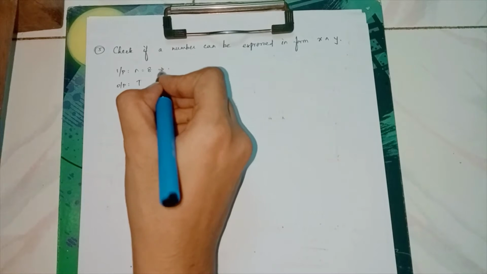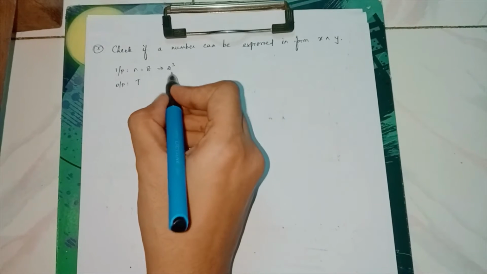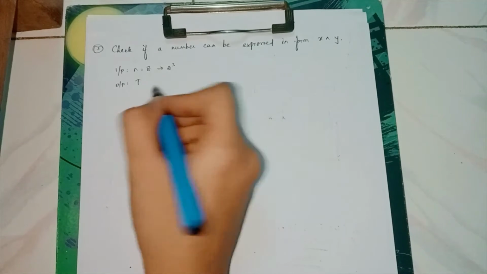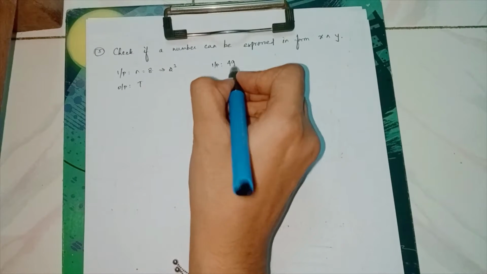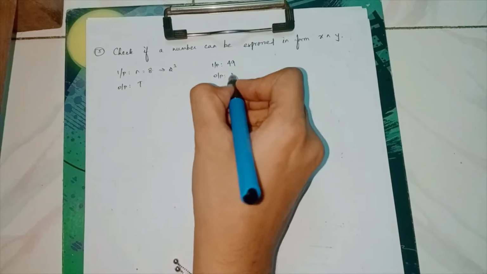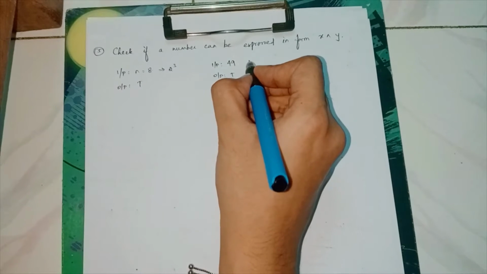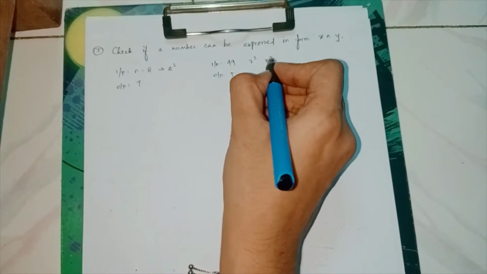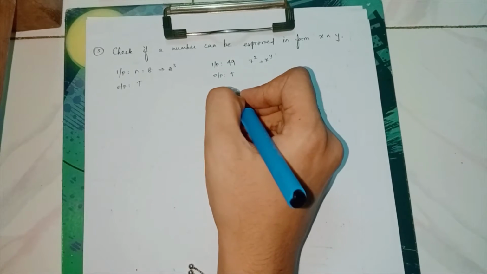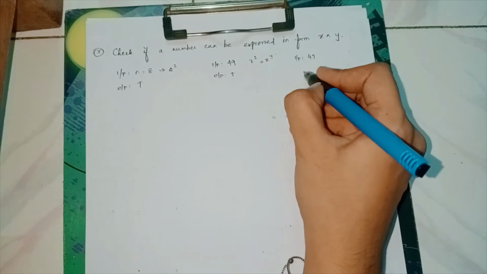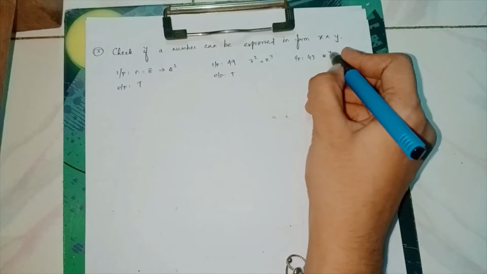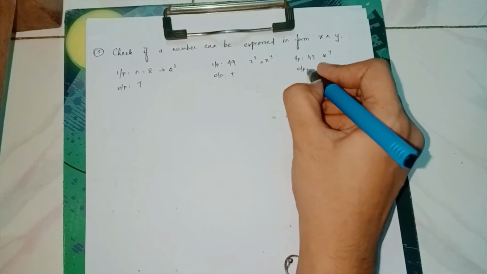That is, it can be written in the form of 2 power 3, right? So yes, it can be written, therefore the output is true. Suppose the input is 49, the output is again true, because you can write 49 as 7 square, right? That is in the form of x power y. So this one is true. But if the input is something like 47, you can't write it in the form x power y, so the output is going to be false.